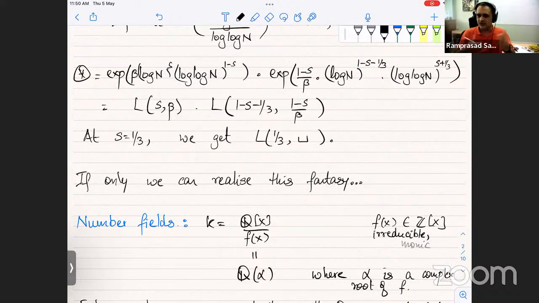So in some sense, there is no real difference between them. x is playing the role of alpha. Okay, this is what a number field is.